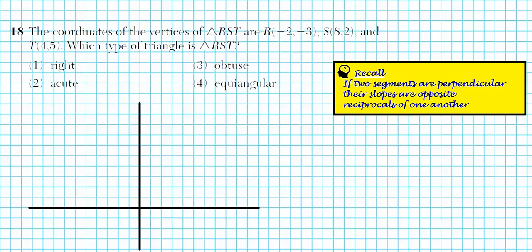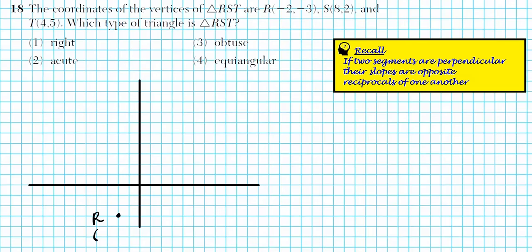Okay, so let's start by graphing. Vertex R, -2, -3, 1, 2, 1, 2, 3. Bam, there's where R is. And then let's label it. So R is -2, -3. Next coordinate, let's graph T. T is 4, 5. 1, 2, 3, 4. 1, 2, 3, 4, 5. Bam, there goes T. This is just to give us a visual, okay?